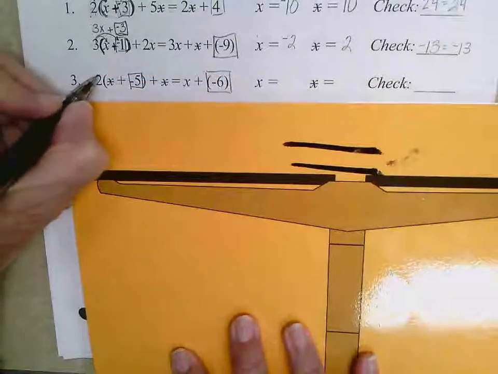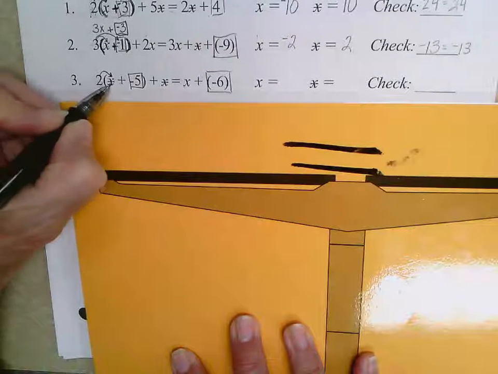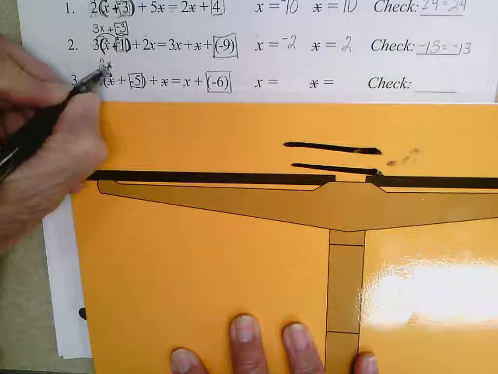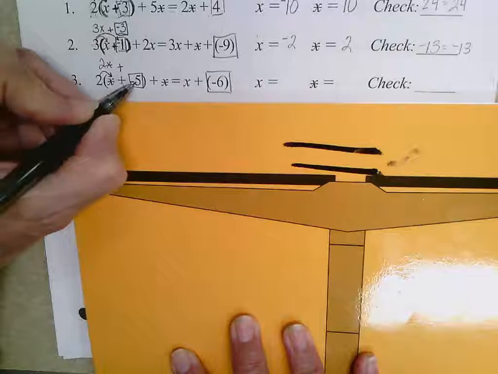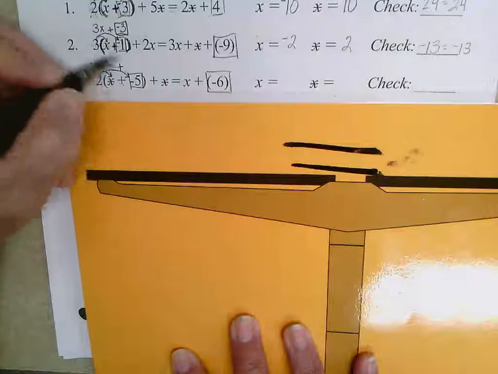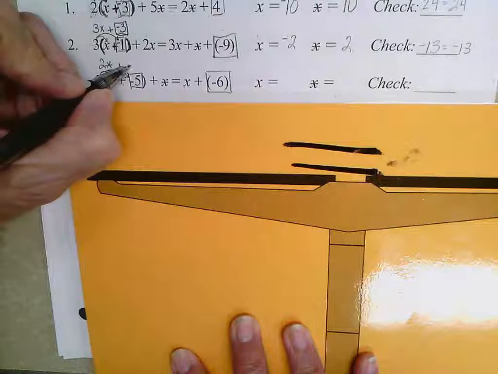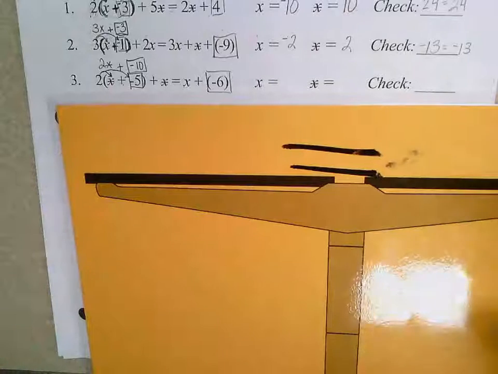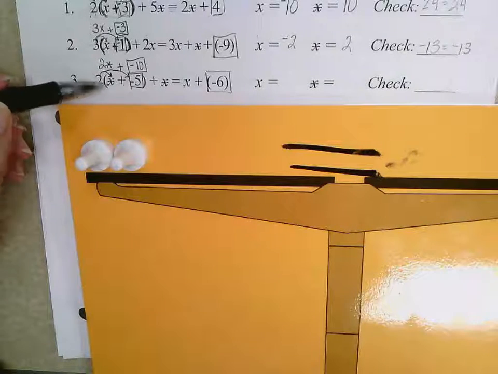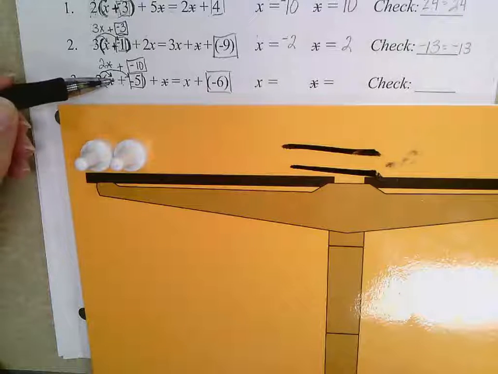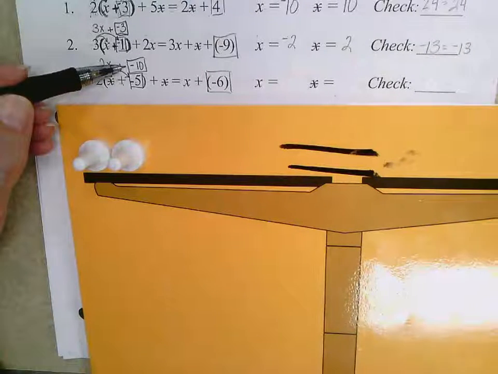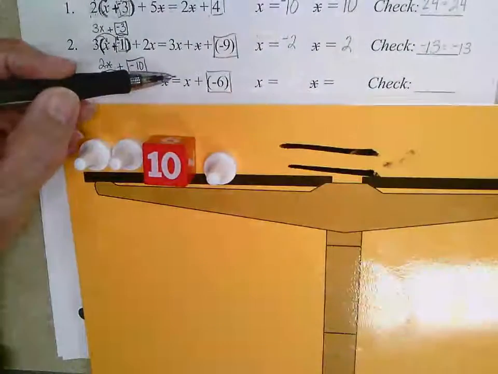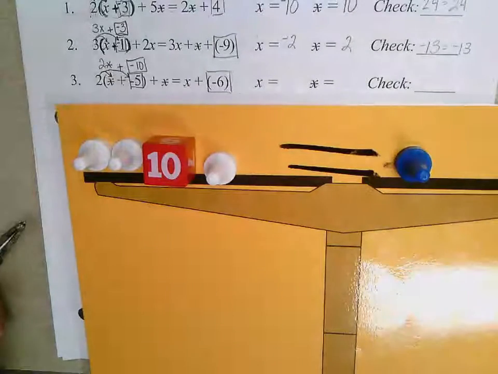So I'm going to use the distributive property again. This time I'm going to have, instead of 1 star, I'm going to have 2 of them. And I'm adding, and instead of 1 5 block, I'm going to have 2 -5 blocks or a -10. So I'm going to set up my problem now that I know what this is. 2 white pawns plus a -10 block plus another white pawn is equal to a blue pawn plus a -6.